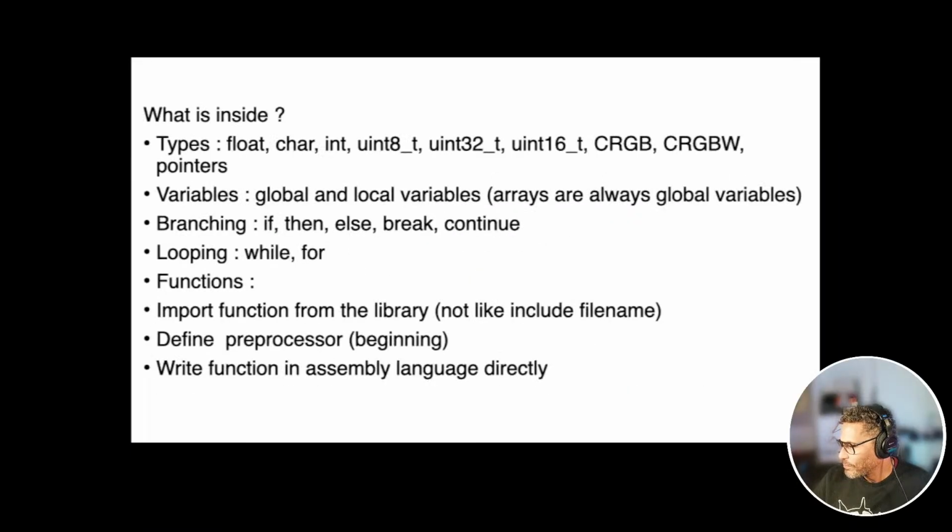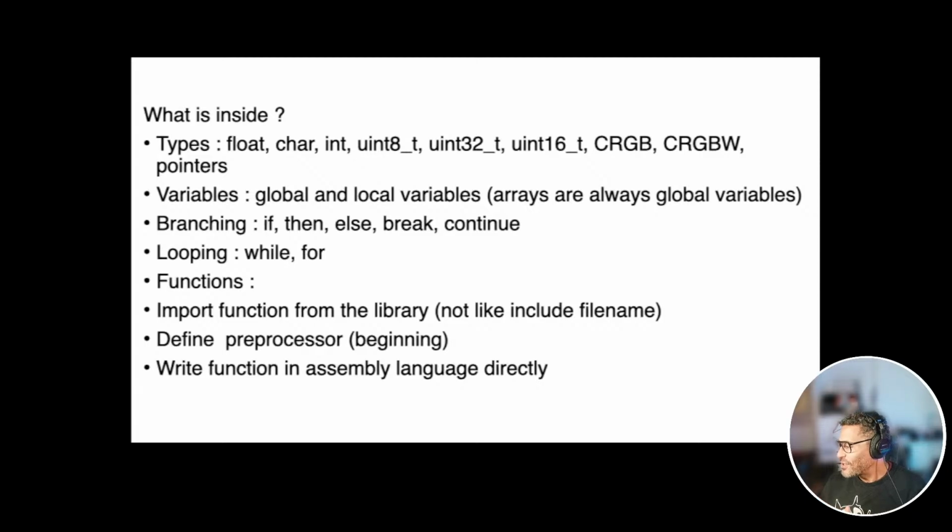I don't know what I have left. Okay, so what's inside the compiler? You can do floats, char, ints, uint 32, 16, CRGB, pointers, we'll see that later, global and local variables. Arrays are always global variables because I don't do dynamic memory allocation. Sorry for that. Branching: if, then, else, break, continue, while, for. Oh yes, break and continue should be in the while and for.